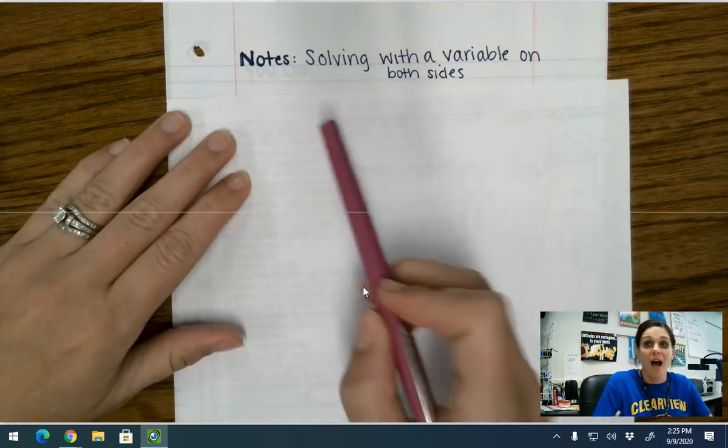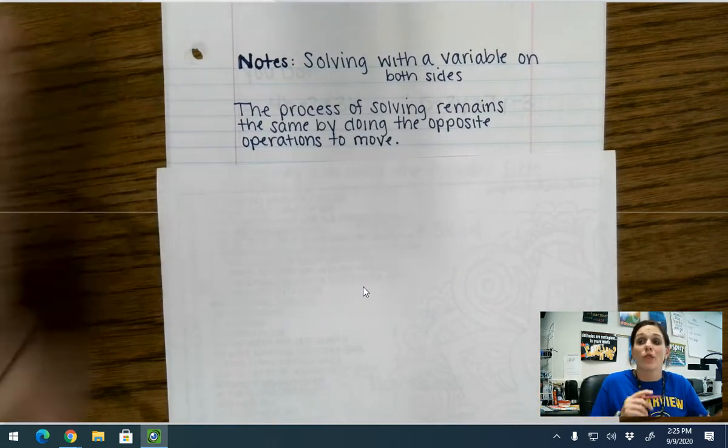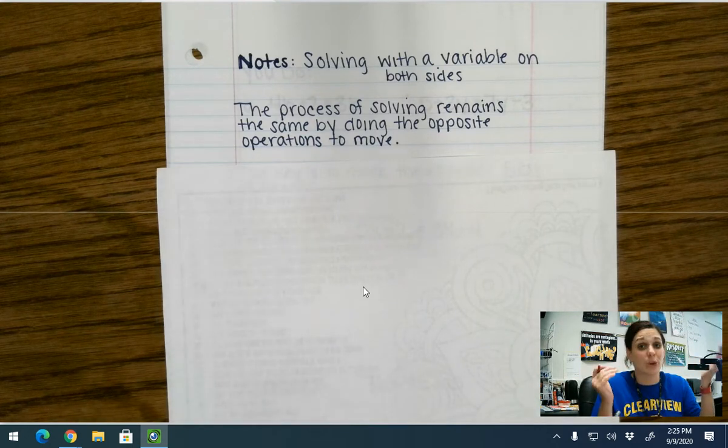So we're going to write solving with a variable on both sides and kind of just what I just said. The process of solving is exactly the same. All right, we're doing the opposite operation. So we've learned in the marriage chart, when I have addition, the opposite is subtraction. When I have multiplication, the opposite is division. When I have squared, it's square root, and cubed is cubed root. All right, so we're going to be kind of using that concept.